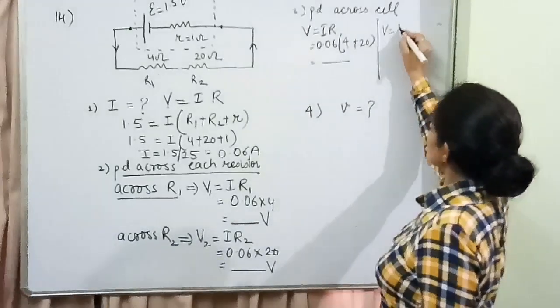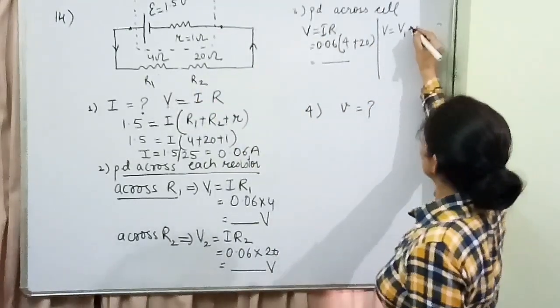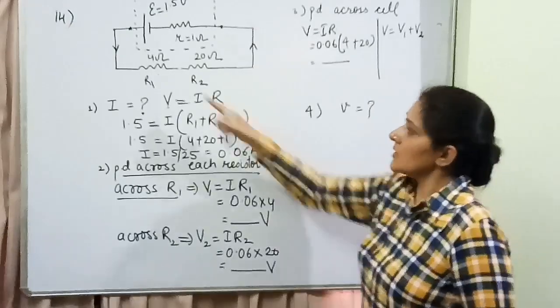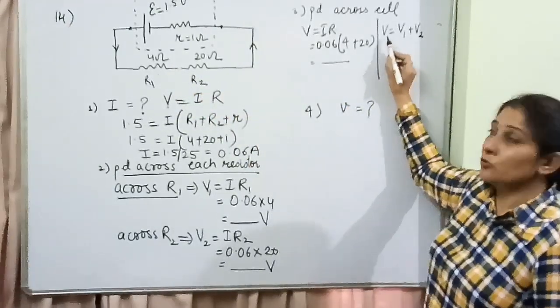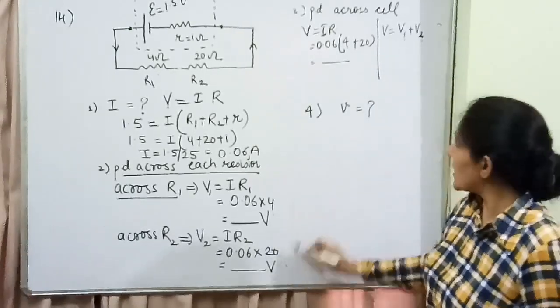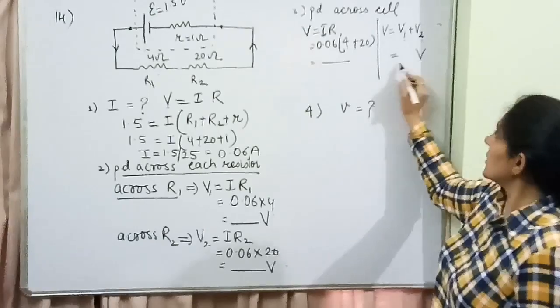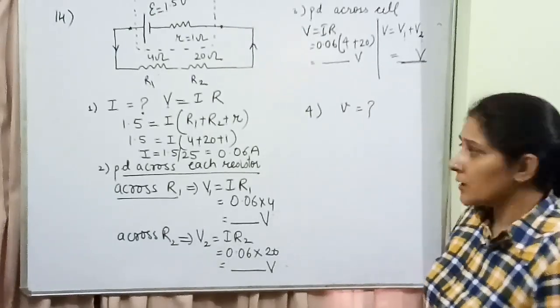Okay, or what can you say? This total potential difference is equal to potential difference across R1 plus potential difference across R2, V1 plus V2. Because in series combination we did that potential difference is distributed. So total potential difference is equal to V1 plus V2. So the two values that you get from here, directly add them and you will be getting the answer. Got it?